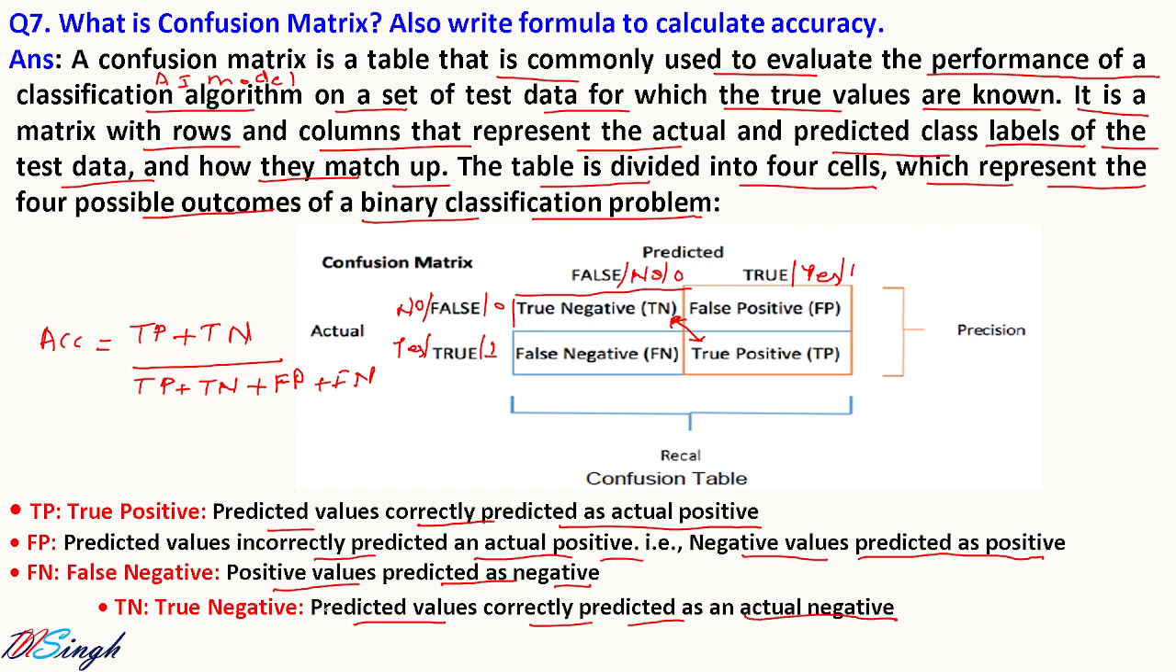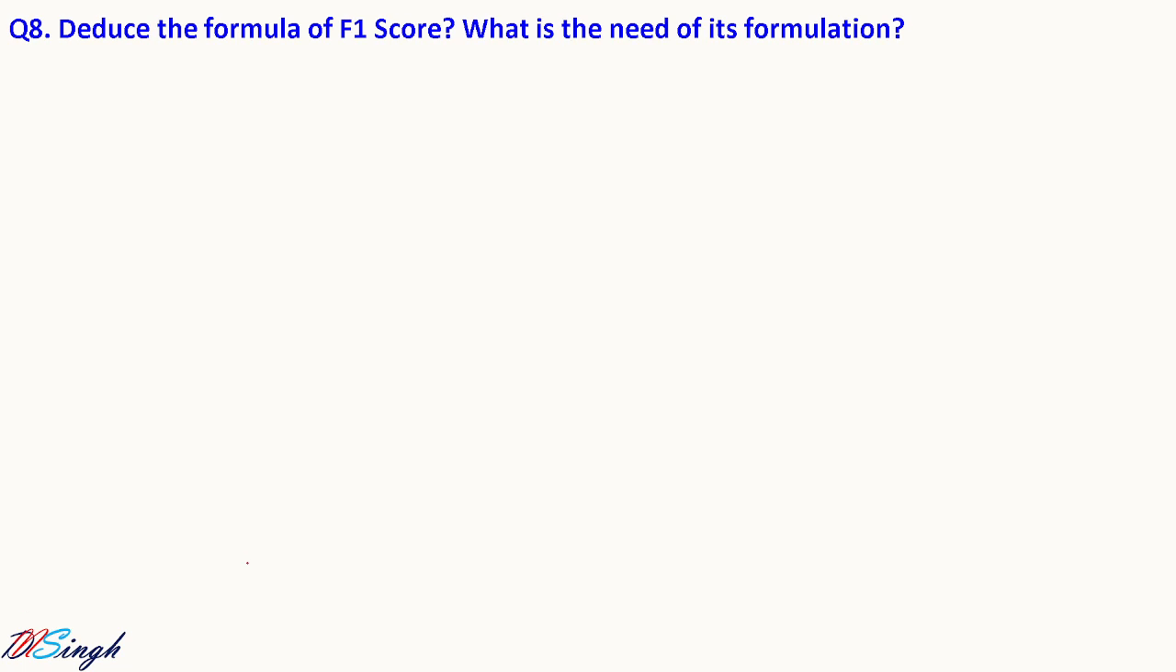Okay, so true negative: when they are negative and you are predicting them negative, this is a case of true negative. True positive: when they are actually positive and you are predicting them positive, this is a case of true positive. False positive: when they are actually negative but you are predicting them positive, that is the case of false positive. False negative: when the actual answer is positive but you are predicting it as negative, so it is called false negative. I hope it is clear to all of you. Let us go to the next question.